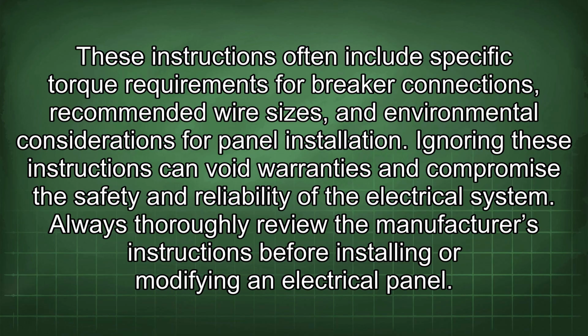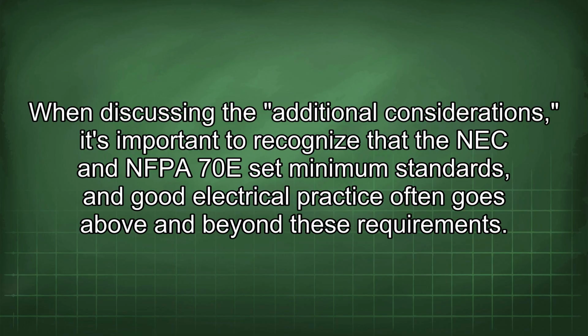Manufacturers' instructions provide critical details that go beyond the NEC and NFPA 70. These instructions often include specific torque requirements for breaker connections, recommended wire sizes, and environmental considerations for panel installation. Ignoring these instructions can void warranties and compromise the safety and reliability of the electrical system. Always thoroughly review the manufacturer's instructions before installing or modifying an electrical panel. When discussing additional considerations, it's important to recognize that the NEC and NFPA 70E set minimum standards, and good electrical practice often goes above and beyond these requirements.